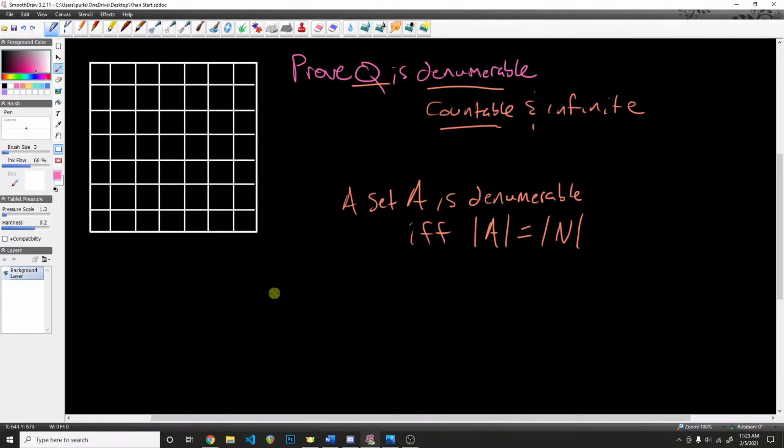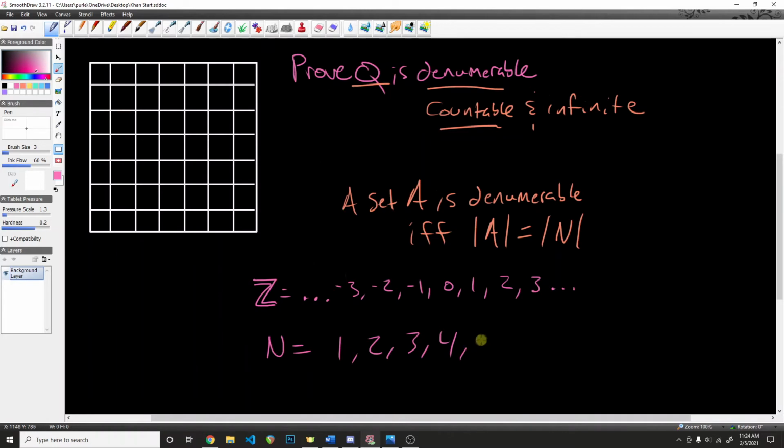We can go from A back to N using the inverse of that formula. But if we look at something like the set of integers, where we have a whole bunch of negative numbers, all the way to negative infinity, and all the way up to positive infinity, in order to map the natural numbers, which begin at 1 and go up to positive infinity, we could draw a mapping like from 1 to 1, 2 to 2, 3 to 3, 4 to 4, and so forth. But then we have all these negative numbers over here, and we can't really count those.